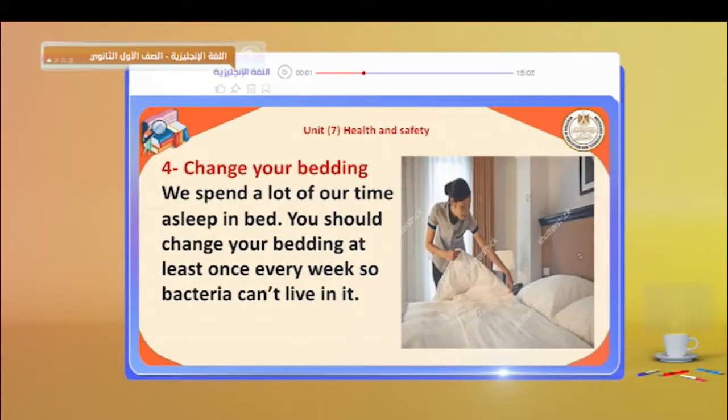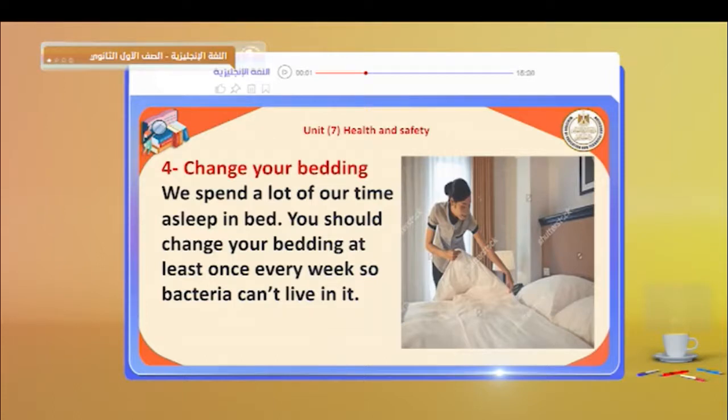Number 4, change your bedding. What's bedding? As we said, bedding means the covers of your bed, the sheets of your bed, the blankets which you cover with. Change your bedding. We spend a lot of our time asleep in bed. You should change your bedding at least once every week, so bacteria can't live in them.